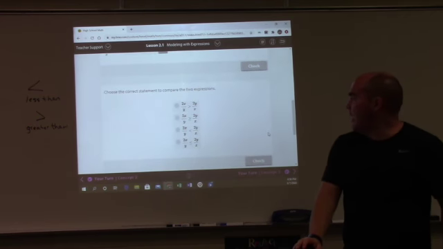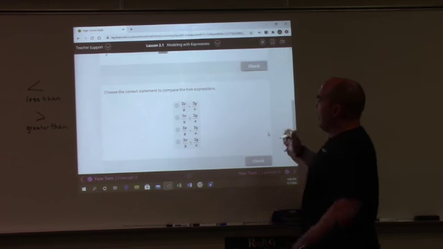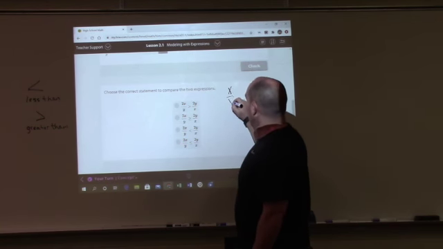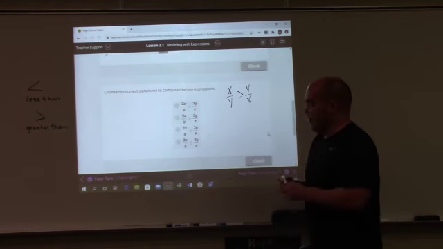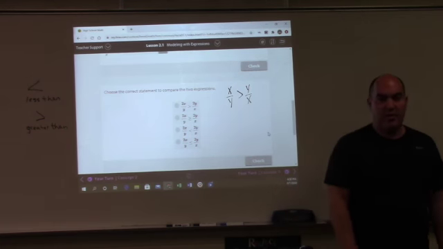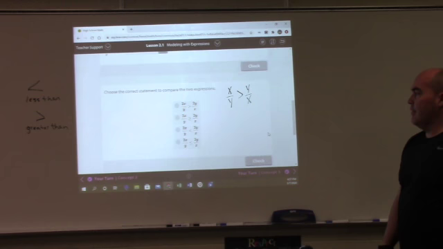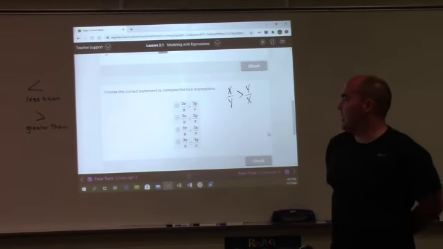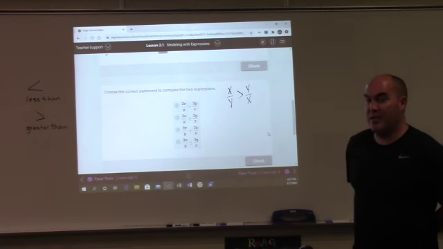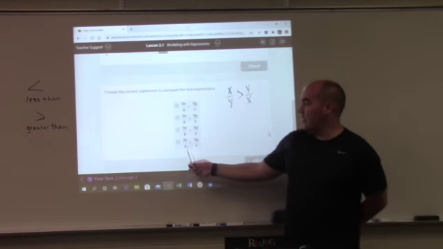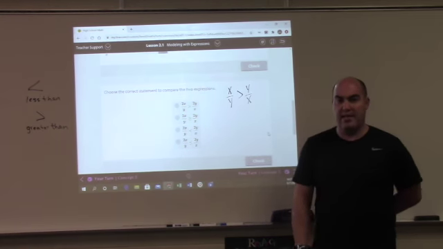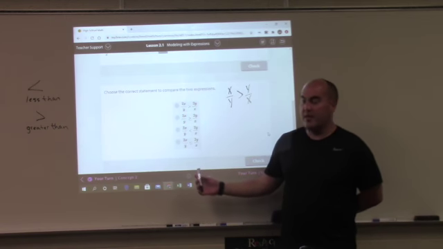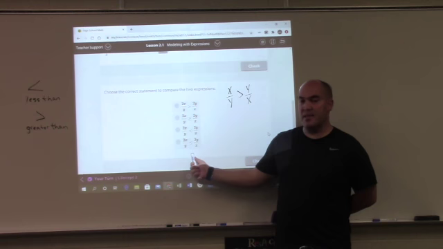Now, we said up here that X over Y was greater than Y over X. So now they ask you about this. It says choose the correct statement to compare the two expressions. Well, the first thing you've got to do is figure out how this compares to this. So hit pause for a second, make sure you look at it and think for just a second. You're really looking at this to try and figure out what is different.